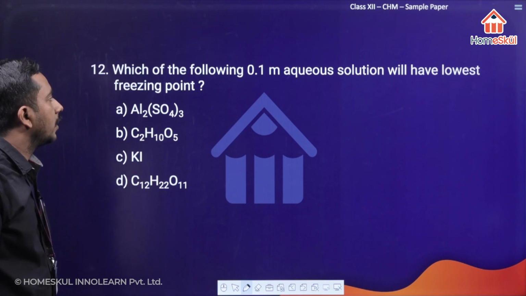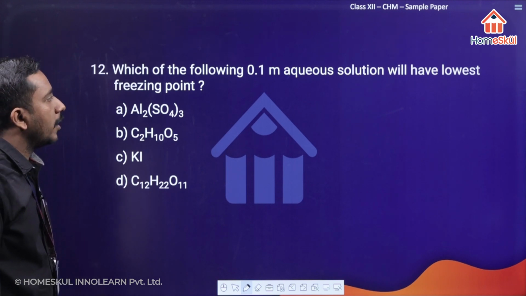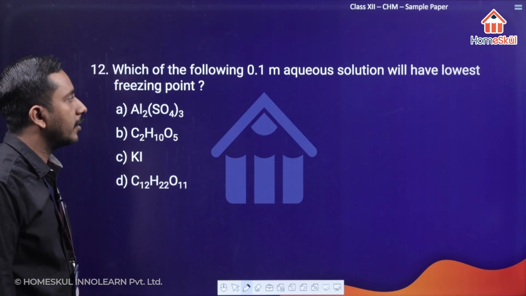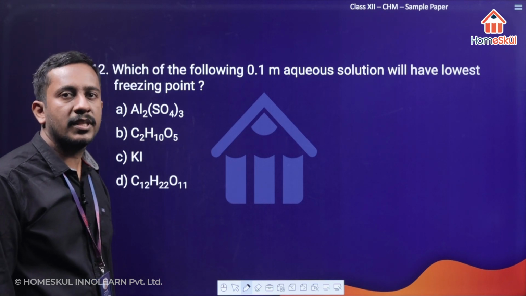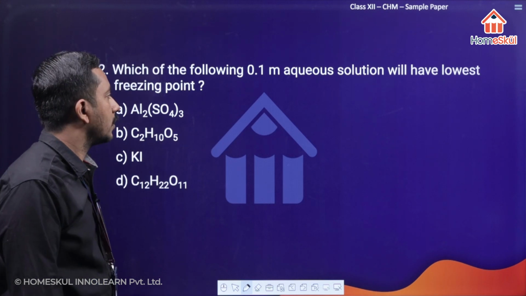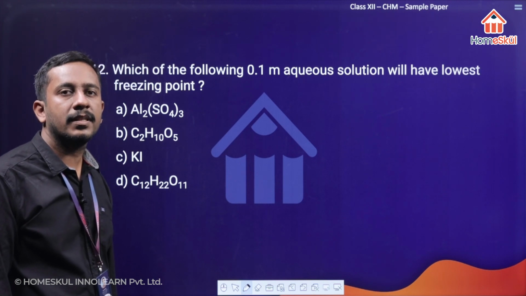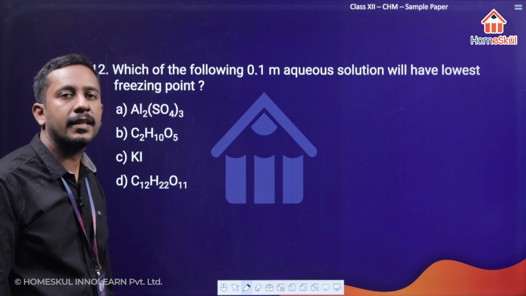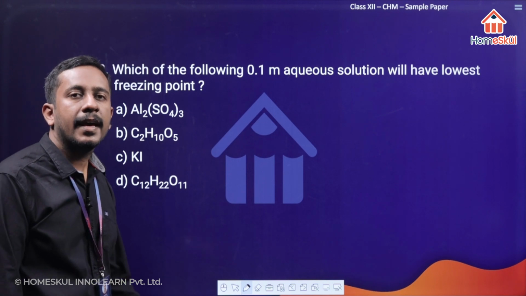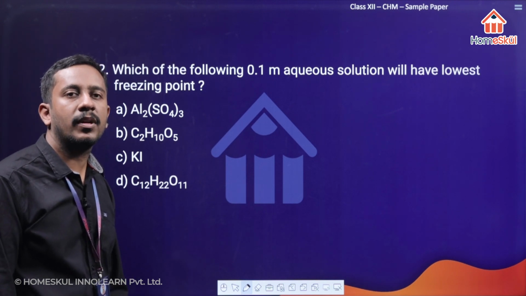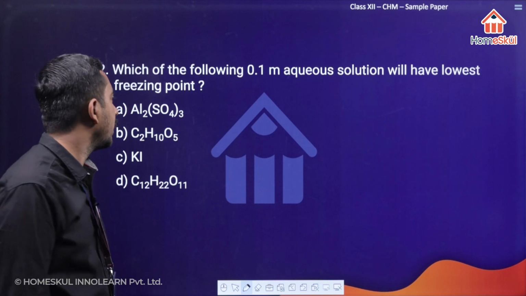The 12th question. Which of the following 0.1 molar aqueous solutions will have the lowest freezing point? So this question is from colligative properties. So depression in freezing point is one of the colligative properties. So that depends upon the number of particles. As the number of particles increases, the depression in freezing point, that is the colligative property value, also increases.